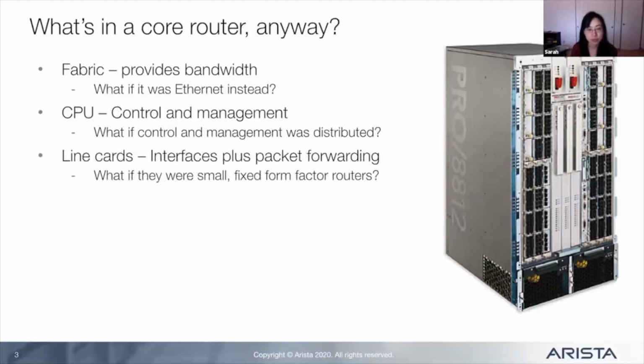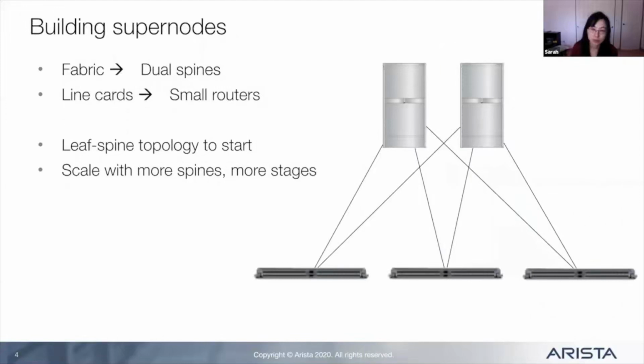So let's think about, what if the fabric is just Ethernet? What if the control and management plane was distributed? And what if the line cards are small fixed form factor routers? Then it becomes our supernodes.